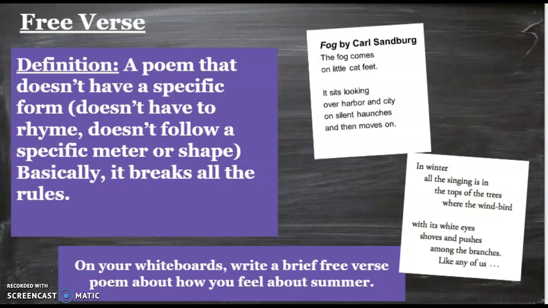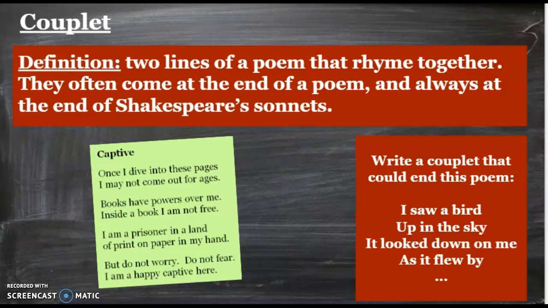Okay? All right. Next one is called couplet. So this is 2 lines of a poem that rhyme together. They often come at the end of a poem, and usually Shakespeare uses these. Again, he's very poetic, as we have learned in Julius Caesar, so we'll see this a lot, okay?